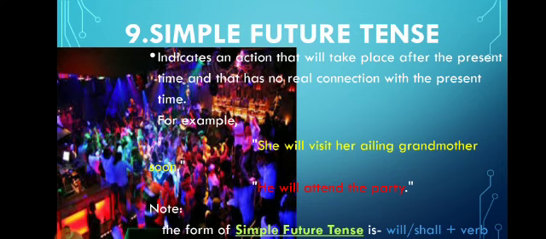Subject plus will or shall, modal verb plus verb in V1 form, verb 1 form. I will go. She will come. They will teach. We will study. All will learn. See, all sort of sentences will be in future form. Both could be used, will or shall.